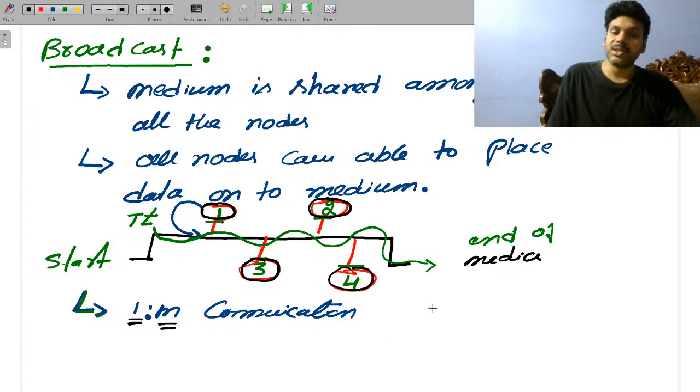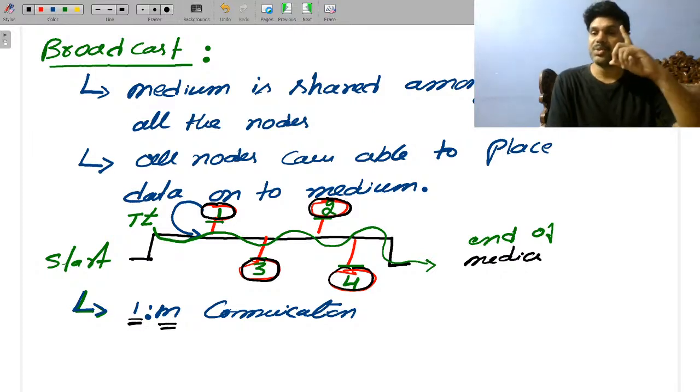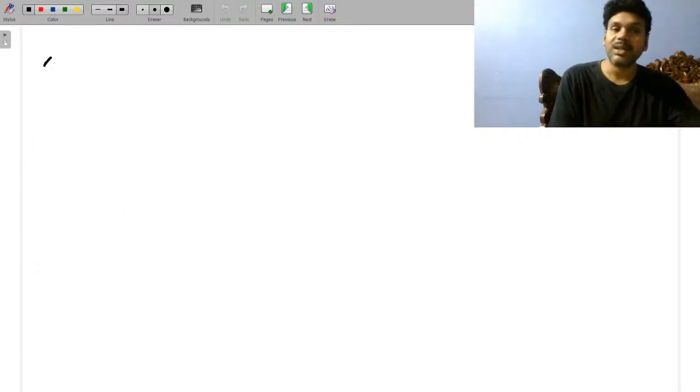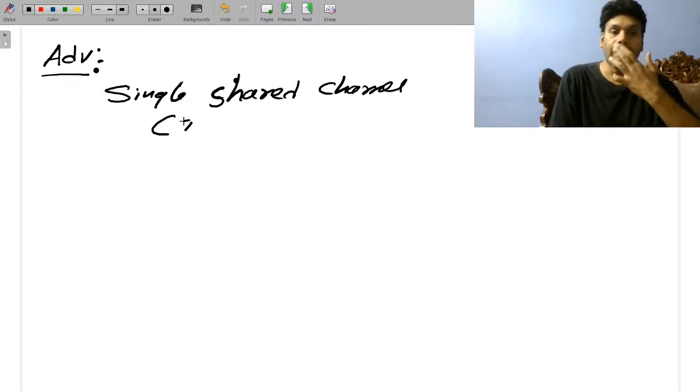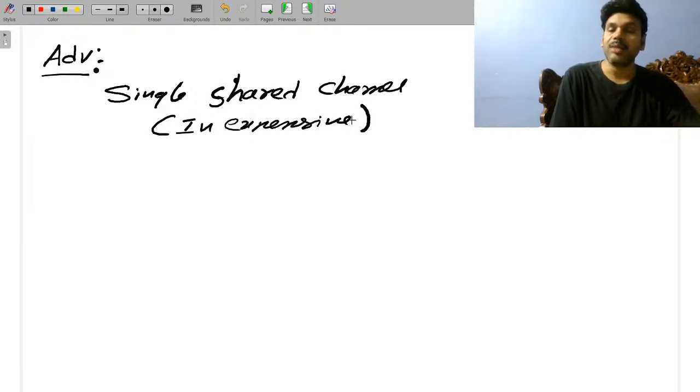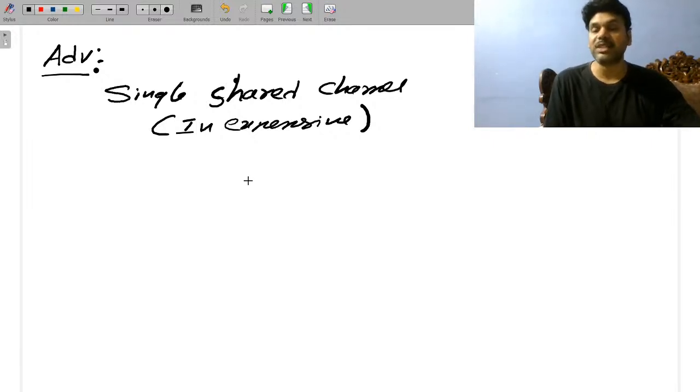So what is the advantage here? In broadcasting, the advantage is that I am using only a single shared channel. When you are talking about a single shared channel, then I can say that it is inexpensive. Why inexpensive? Because with one channel I could connect many nodes. But as far as unicasting is concerned, n into n minus 1 by 2 channels are required. That's why it is very expensive.